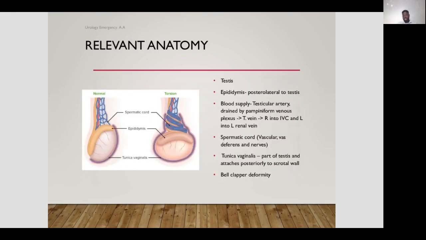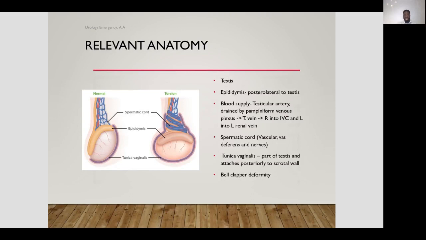Just to talk about the relevant anatomy of what we're going to be studying. So we're going to be studying the scrotum and the intrascrotal content itself. The scrotum itself is a fibromuscular bag, which is an outpouching of the perineum. It's covered by skin, subcutaneous dartos, and the extension of the anterior abdominal walls.